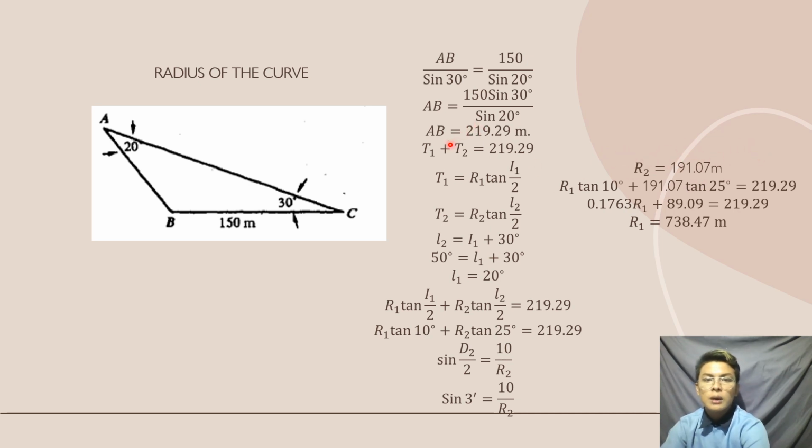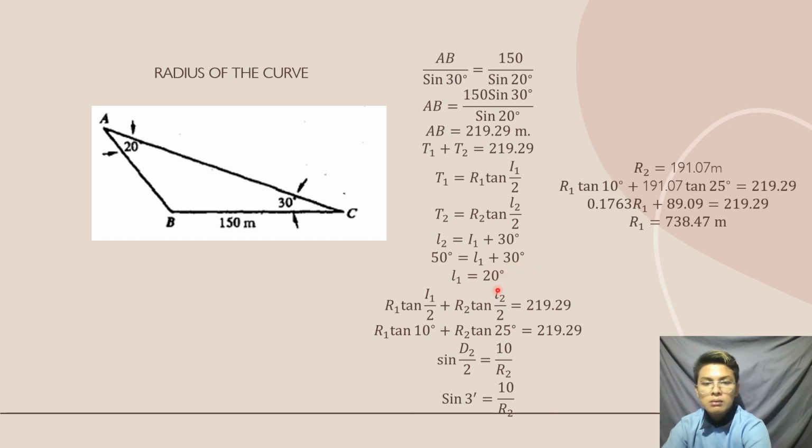So first, our length of the common tangent AB is equal to 219.29 meters. Using this formula, AB divided by sine 30 degrees is equal to 150 divided by sine 20. Next we will find our central angle using the formula I2 is equal to I1 plus 30 degrees. This 50 degrees came from 30 plus 20. This is equal to I1 plus 30, so I1 is equal to 20 degrees.